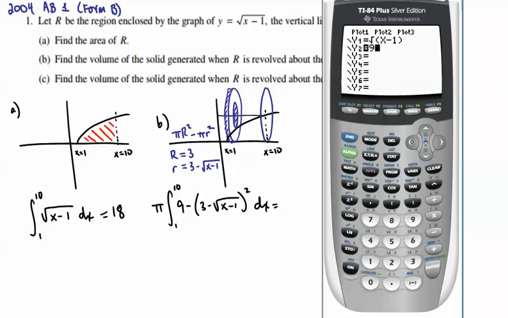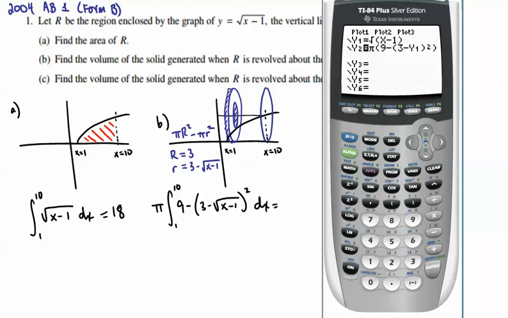Actually, we'll need the pi in here, so it's pi times parentheses 9 minus open parentheses 3 minus, and because the function is in y1, we go to variables, y variables, function y1, close parentheses, square that quantity, close parentheses. So now we have pi times 9 minus pi times 3 minus square root of x minus 1 quantity squared. So at this point, all we need to do is go back out.